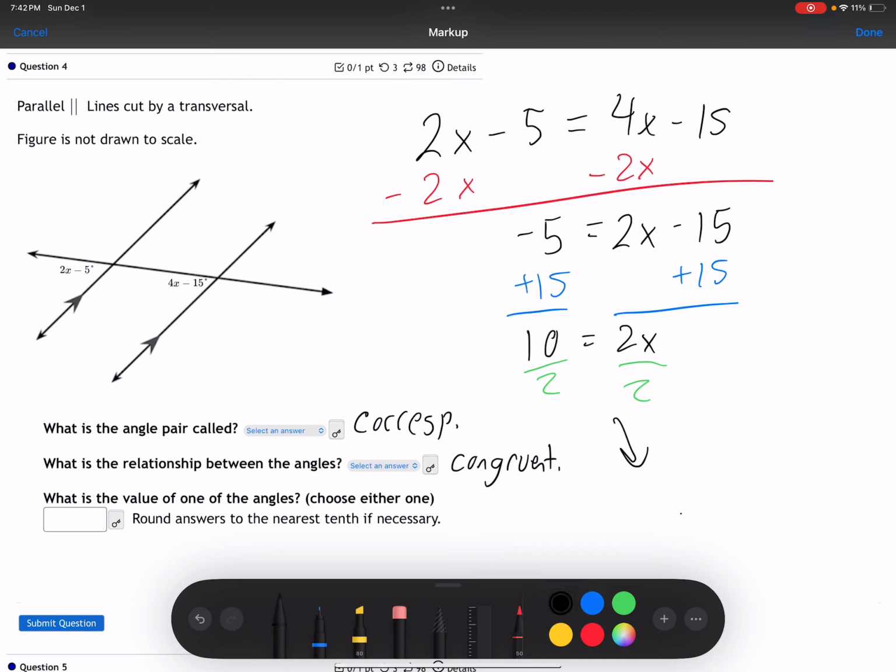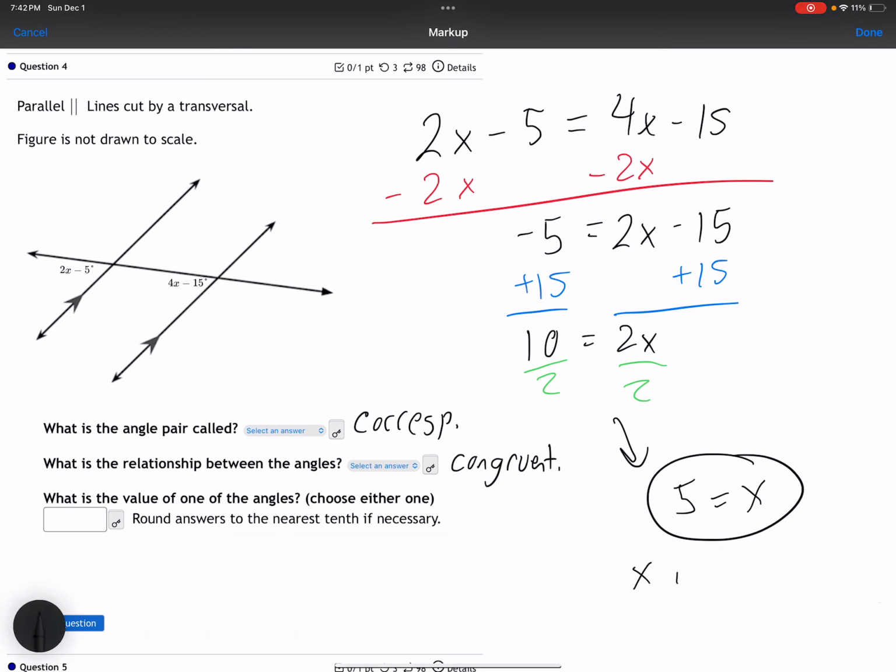Now don't be afraid to get a decimal answer on these. I didn't get it in these examples, but it is perfectly okay for x to be a decimal. Don't be scared of decimals. You can just use a calculator for them. Decimals are fine.